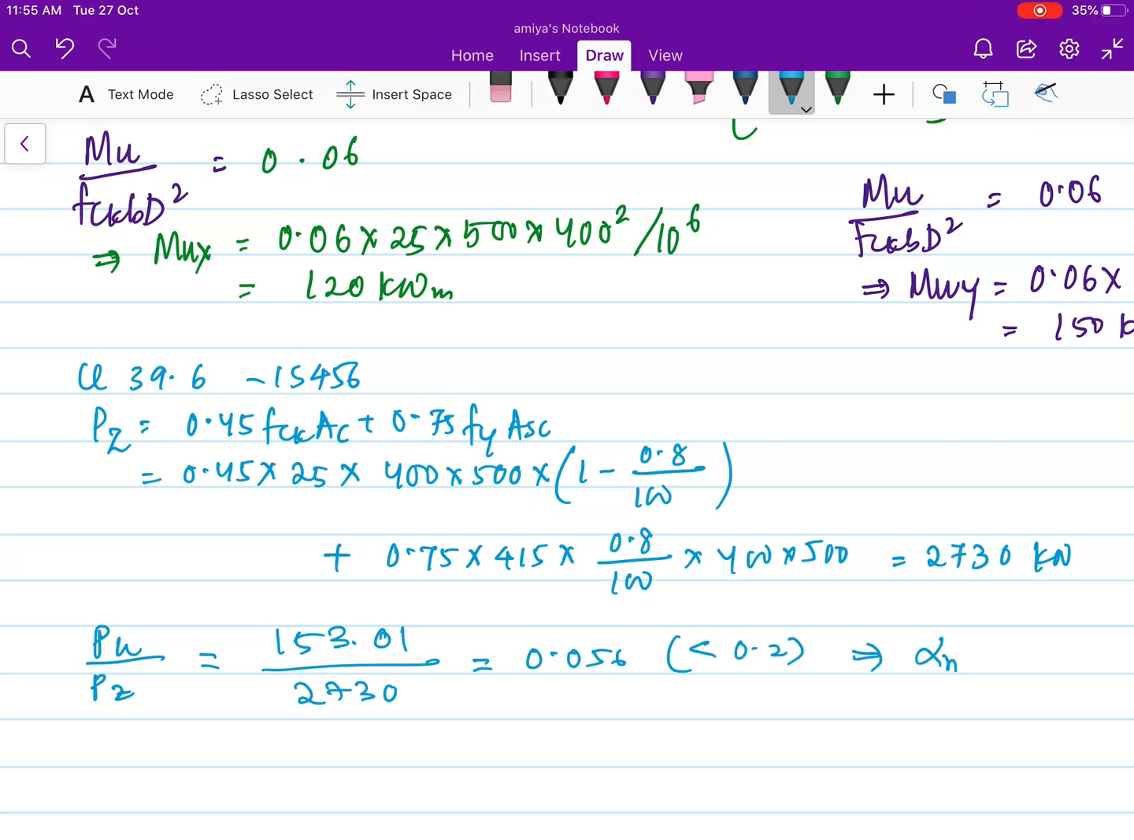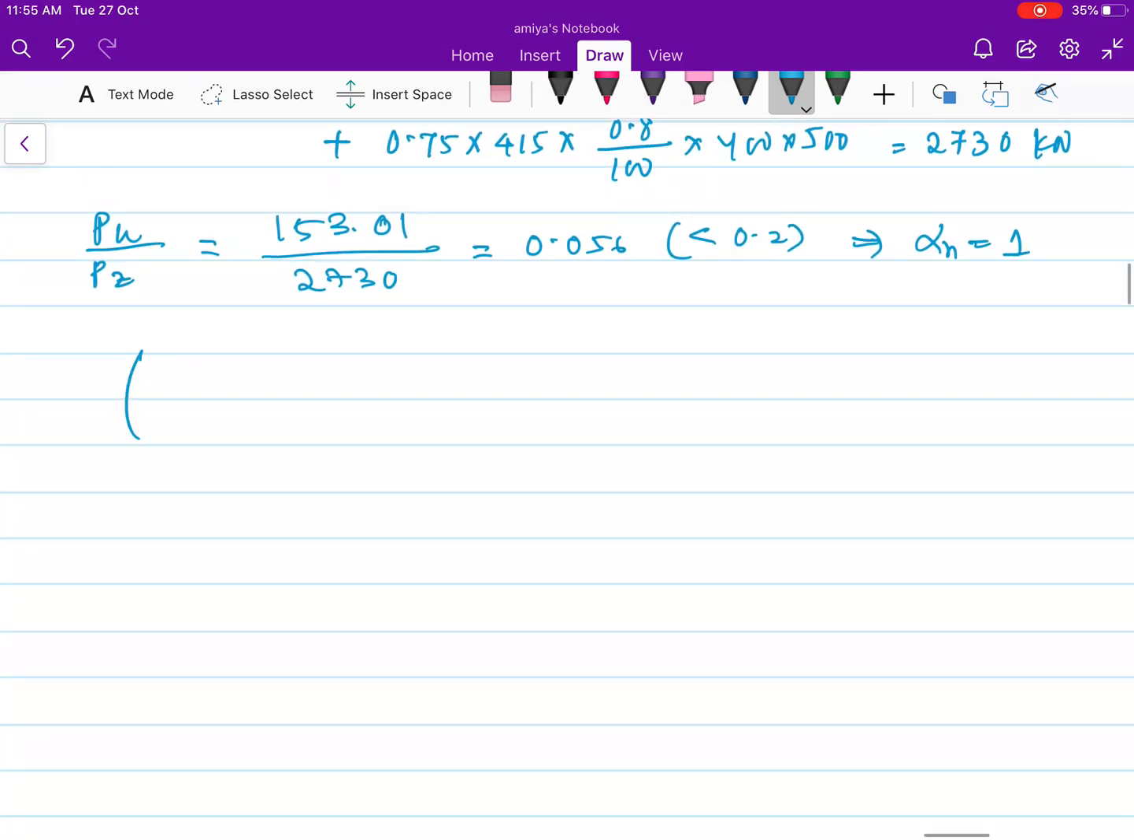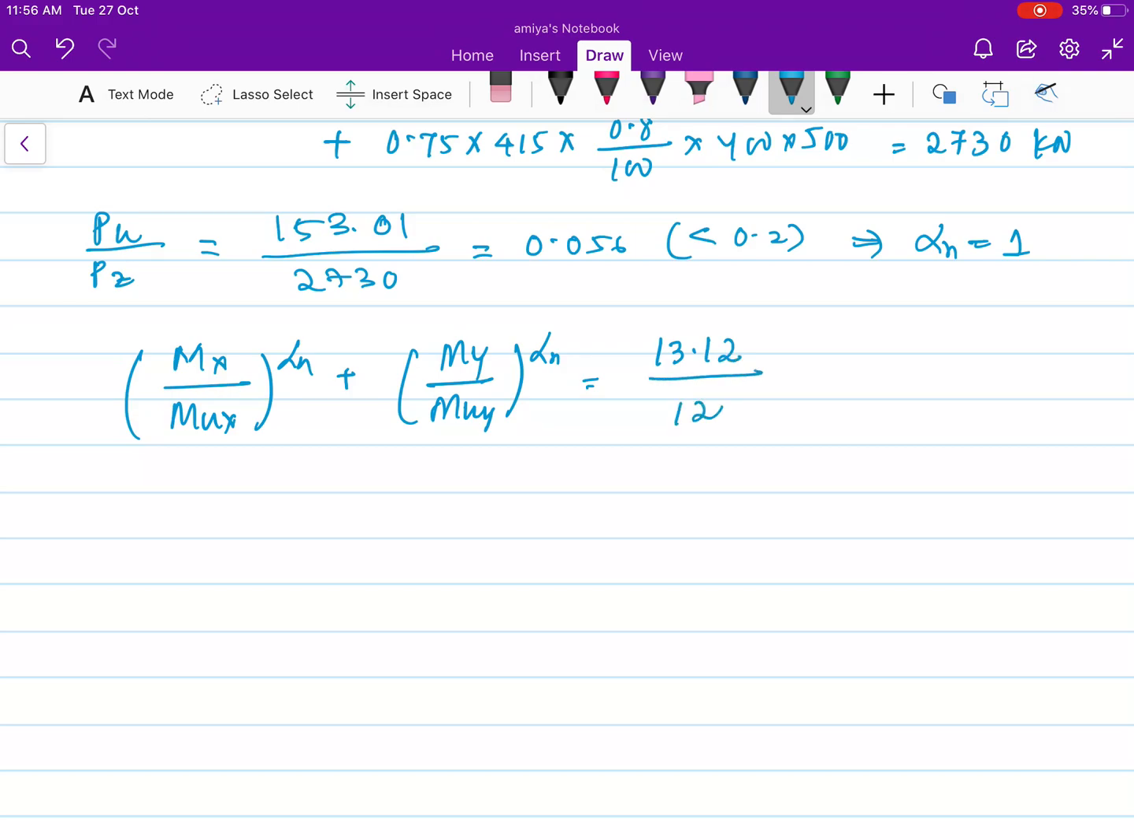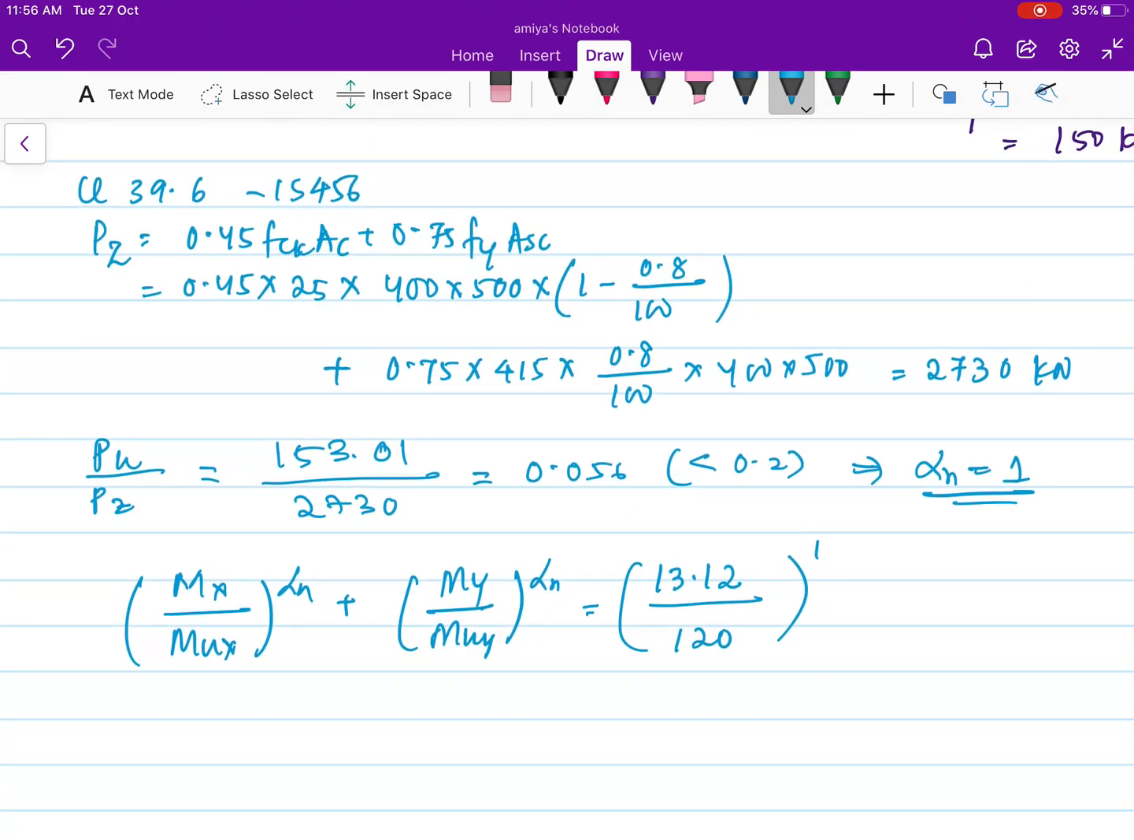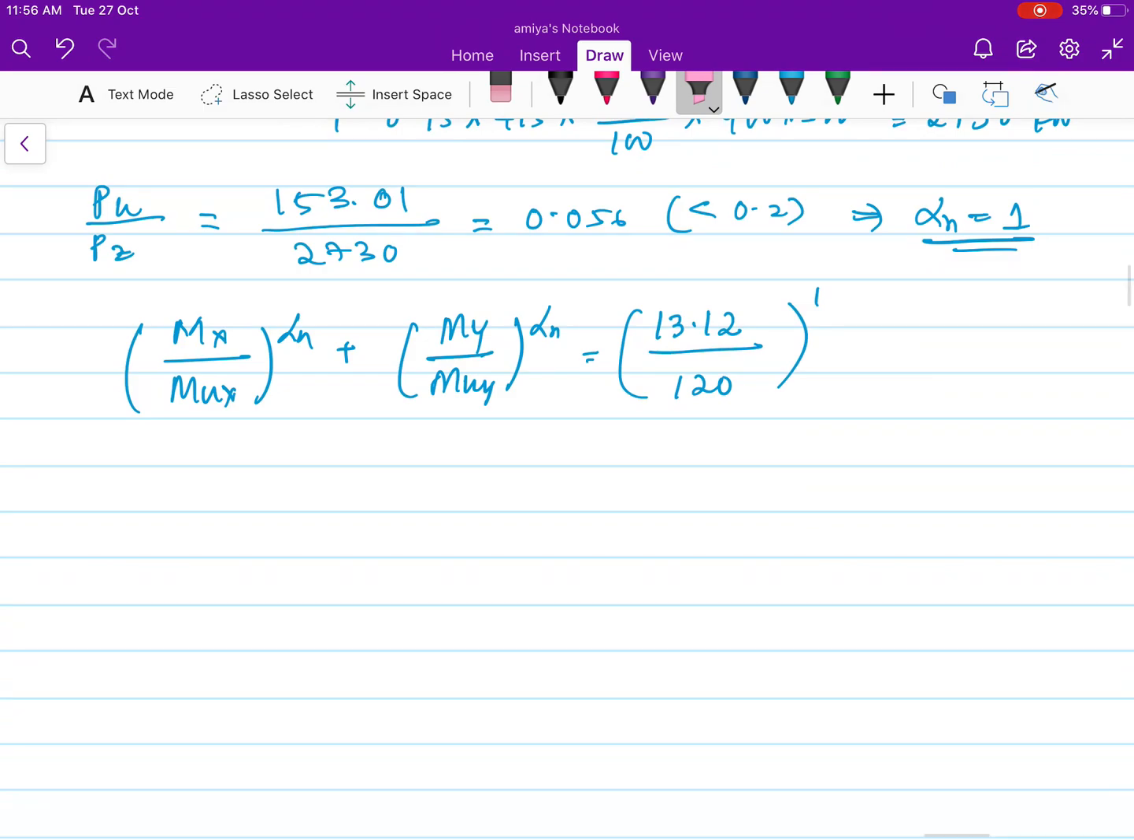This implies the factor alpha n is 1. This we have to use to check this equation, which is Mux by Mux1, the capacity, to the power alpha n, plus Muy by Muy1 to the power alpha n. So the moment coming on the column is 13.12 in the x direction for this load combination, by capacity 120, to the power 1. You can refer to this in the same clause 39.6, where this value is given. If it is less than 0.2, you have to take alpha n as 1. So plus in the y direction 68.64 by 150 to the power 1. So your value is 0.57, and this value is less than 1.